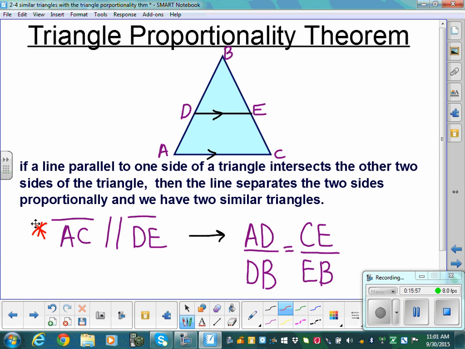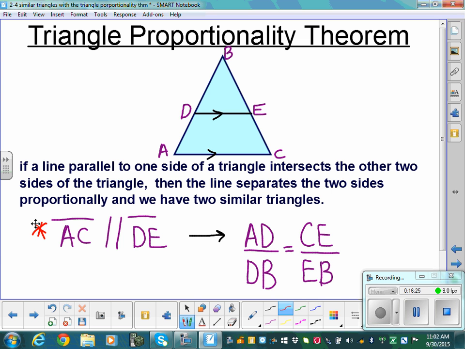So it says AC, so side AC, look up here, side AC is parallel to side DE. Does everybody understand that part of it? Okay, so therefore, AD over DB will be equal to CE over EB. There's a couple different ways you can solve using this triangle theorem.